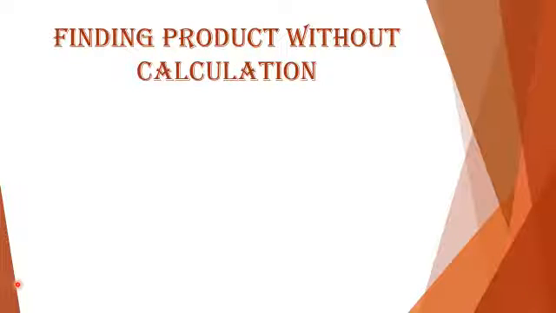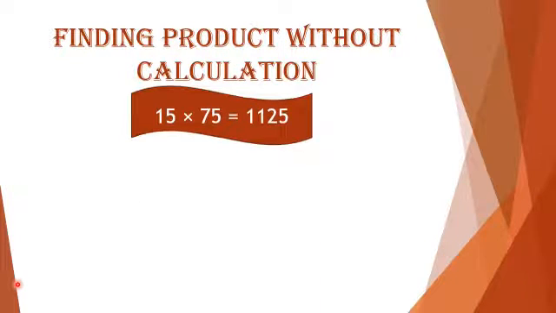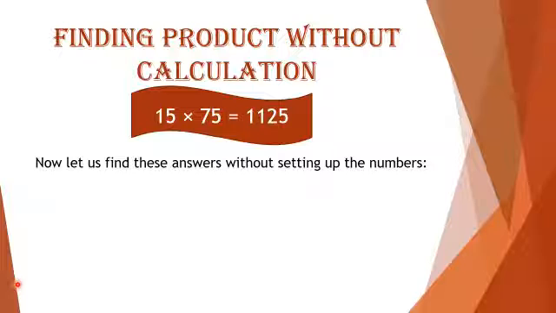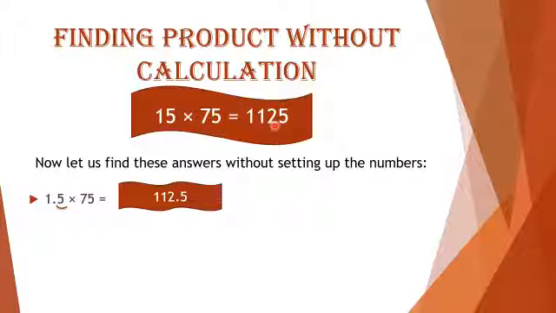Finding product without calculation. It is given 15 times 75 is equal to 1125. Now let us find these answers without setting up the numbers. 1.5 times 75. Look at 1.5. It has 1 digit after the decimal point. So in the answer, count 1 digit and place the decimal point. The answer will be 112.5.